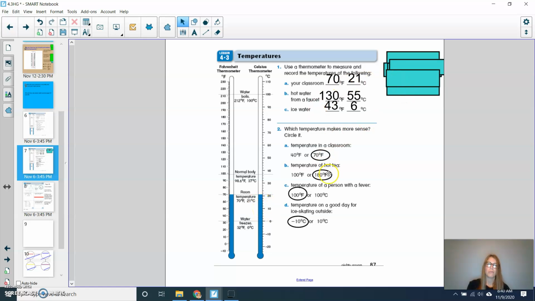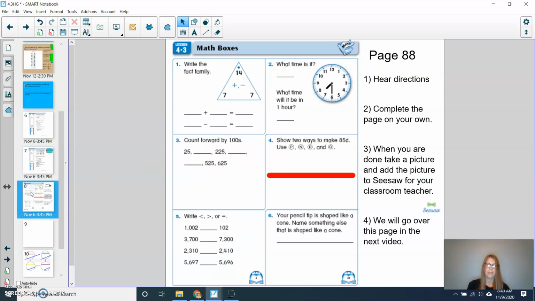Second graders, we're going to work more with temperature in future lessons. This was just a quick little check to see if we're understanding temperatures. So the next thing that we'll do is we'll take a look at our math boxes, which is page 88. So if you can listen to the directions, then I'll ask that you complete the page on your own. When you're all done, take a picture and add that picture to Seesaw, and we'll go over this page in our next video.